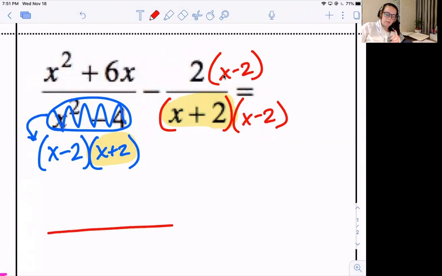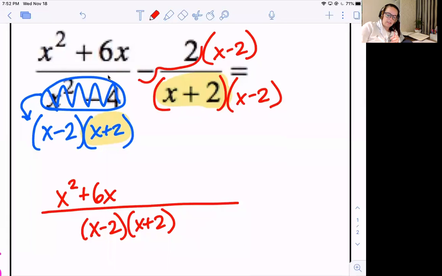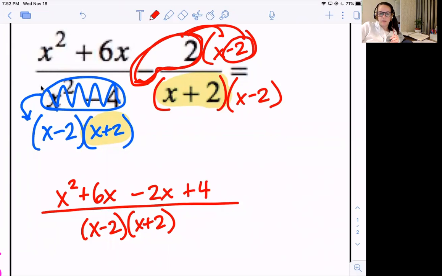So now my common denominator, what they have in common, is x minus 2, x plus 2. And then it's going to have this portion here, which we haven't touched yet, x squared plus 6x. And then don't forget this is a negative 2 being multiplied into each piece here. So negative 2 times x would be minus 2x. Negative 2 times negative 2 would be plus 4. Right, so be careful that that negative does apply to everything in here.